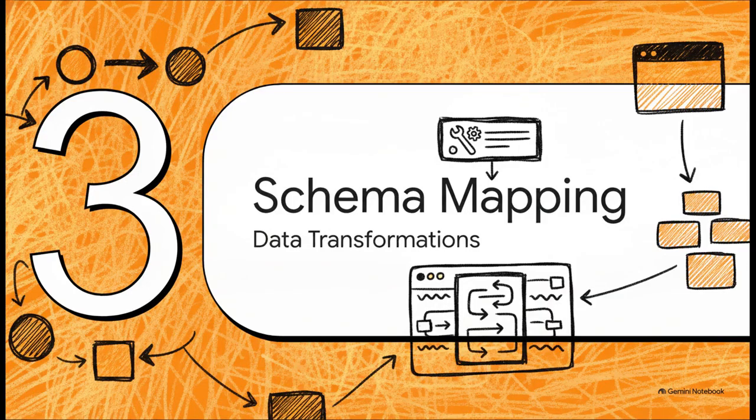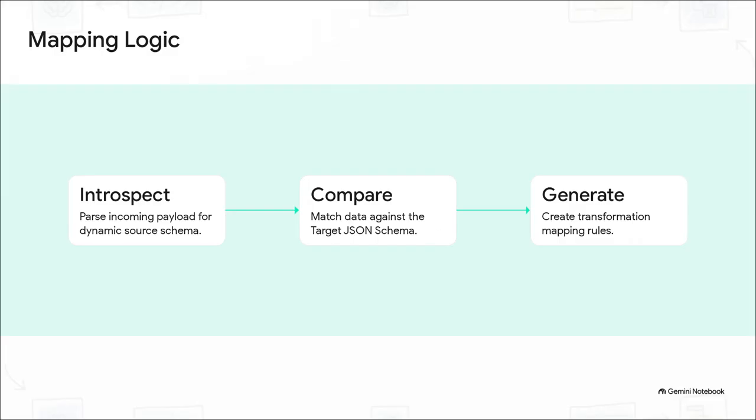Which brings us to Section 3, Schema Mapping and Transformation. Let's look at how we handle data. Let's break down exactly how this builds transformation logic, mechanically speaking. Step 1. The UI parses mock presets and introspects the incoming payload so it can dynamically infer the source JSON structure.